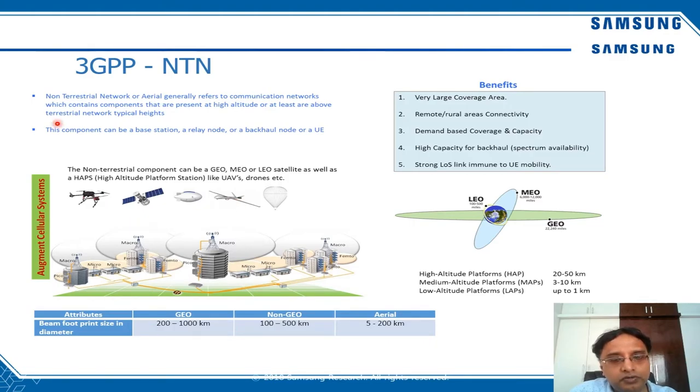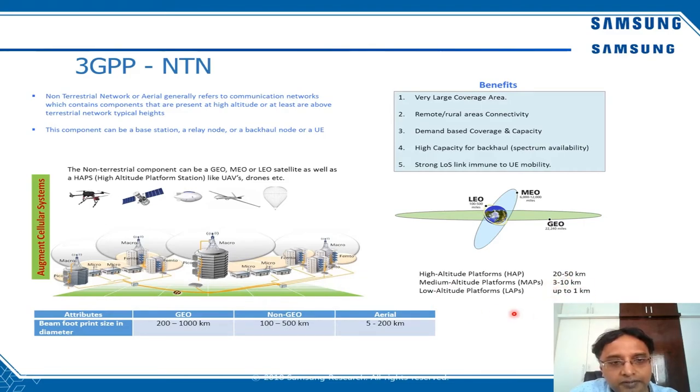So on one of the work items, which is on studying the channel model of non-terrestrial network, the impetus is on satellite and high altitude platform. So they're treating different altitudes in this manner. A geostationary satellite is assumed to be in the altitude range of 200 to 1000 kilometer above the Earth's surface. The non-geostationary or medium Earth orbit or low Earth orbit is between 100 and 500 kilometer. Within the aerial platform, they consider the high altitude platform between 20 and 50 kilometer, medium altitude platform between 3 and 10 kilometer, and low altitude platform up to 1 kilometer.